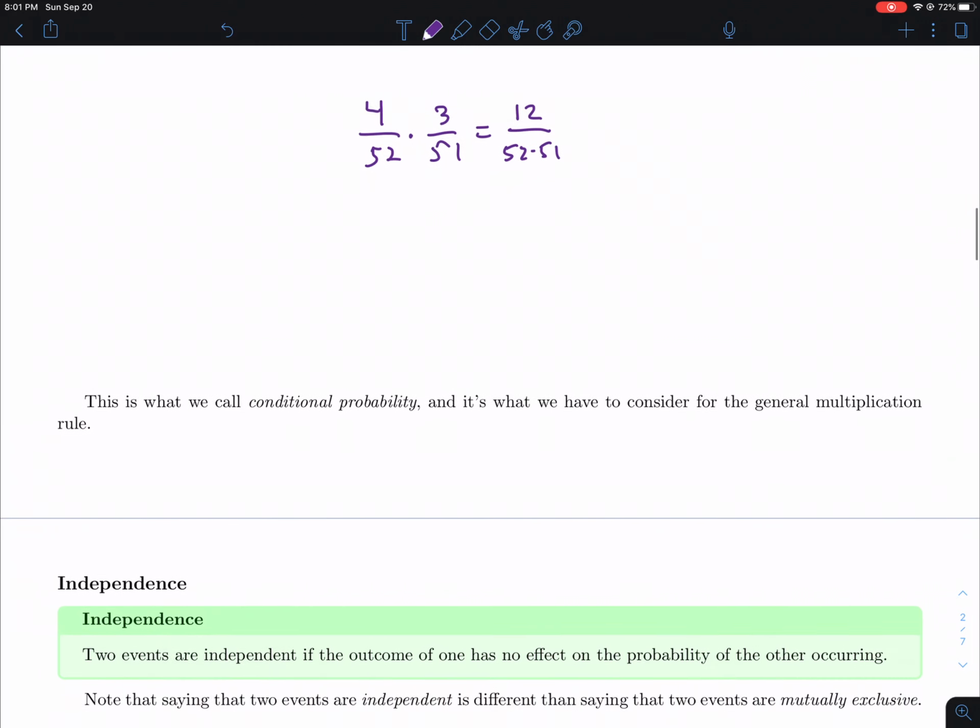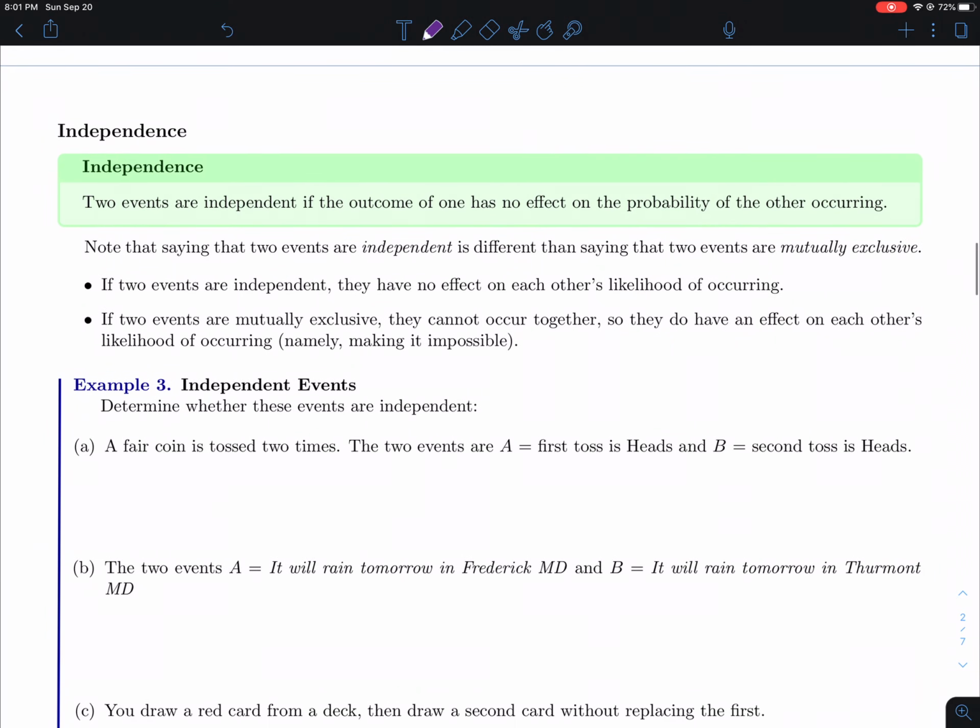All right, let's look real quick at what I just mentioned with independent events. Two events are independent if the outcome of one has no effect on the probability of the other occurring. The first example was independent because we were flipping a coin, and just because I flipped heads the first time, I'm not going to be less likely to flip heads the next time. The probability is 50-50 either way. And saying two events are independent is different than mutually exclusive.